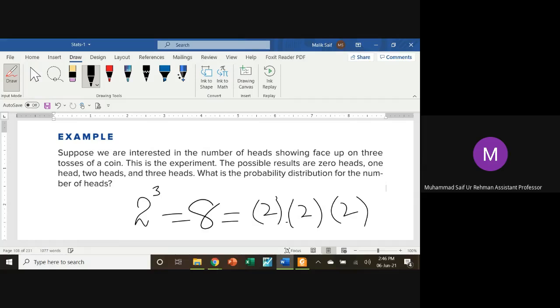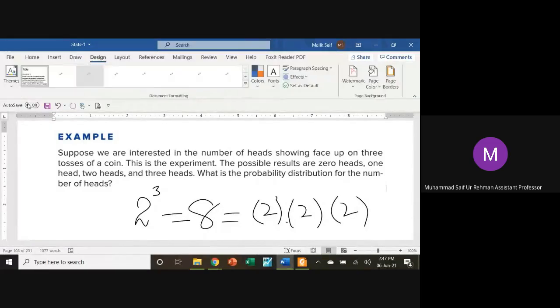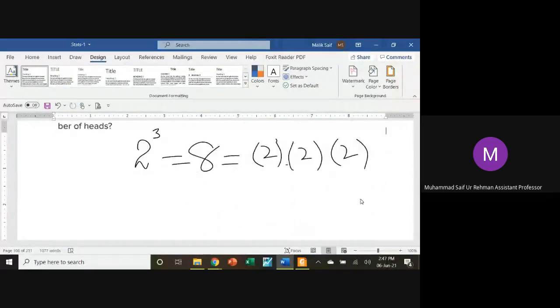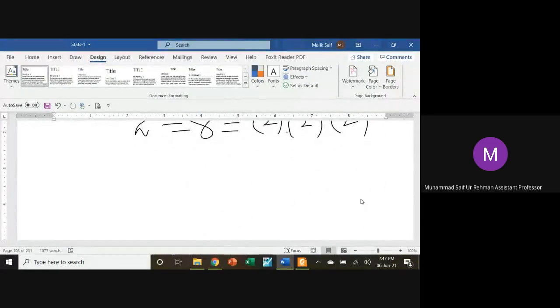So you may obtain 8 by taking 2's power 3, or you may use the multiplication formula that we have already learned in chapter 5. So total 8 outcomes will be there. So how could you write down these 8 outcomes? You may write down a table like this.